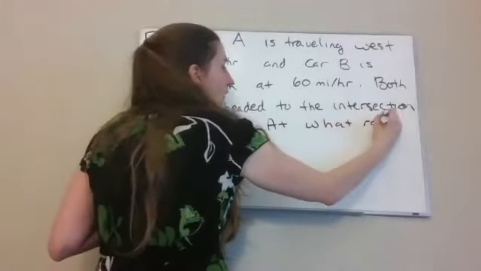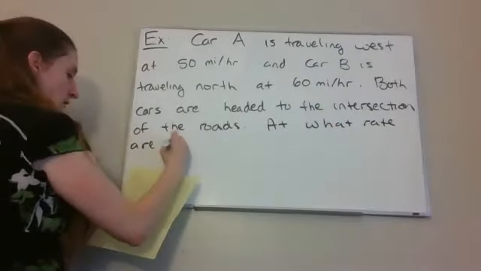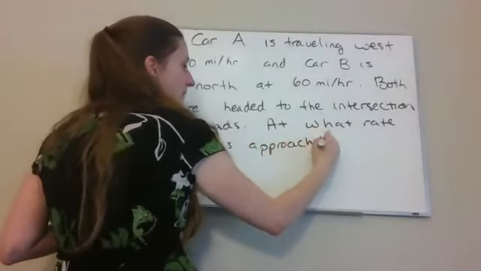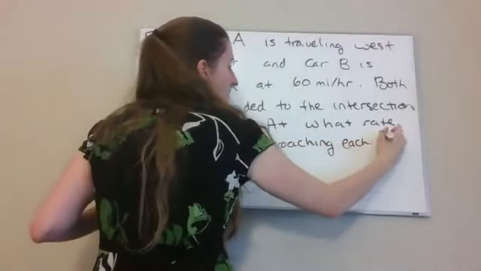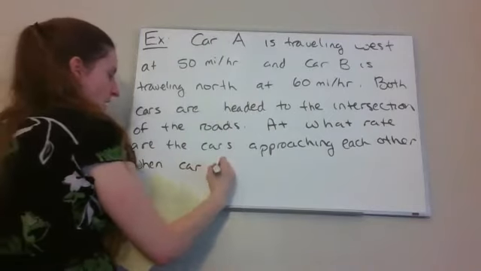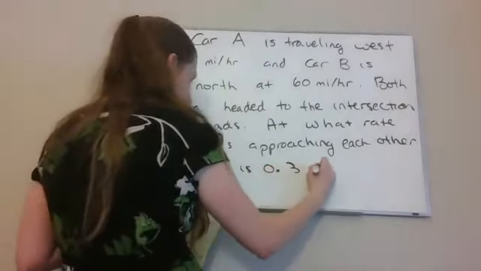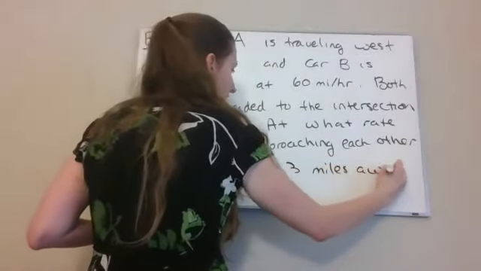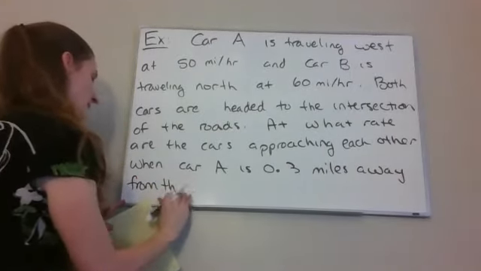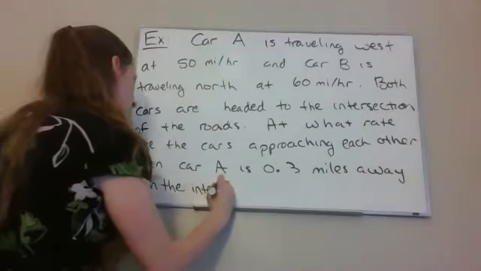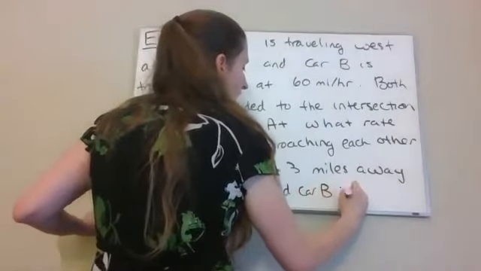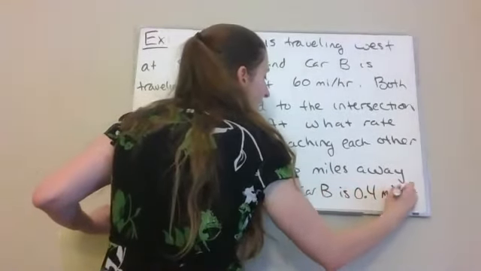At what rate are the cars approaching each other? When car A is 0.3 miles away from the intersection, and car B is 0.4 miles away.